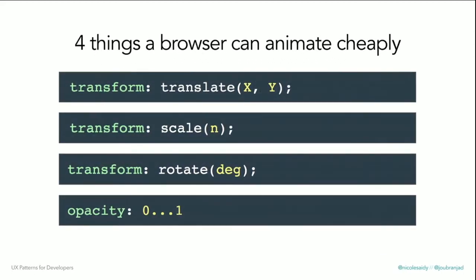And that's why we can conclude that there are 4 things that the browser can animate cheaply. So you can move an element using transform, translate. You can make it bigger or smaller using the scale. And you can rotate it, and you can even change the opacity. That's because the compositor can take care of these in most scenarios and make it fast.